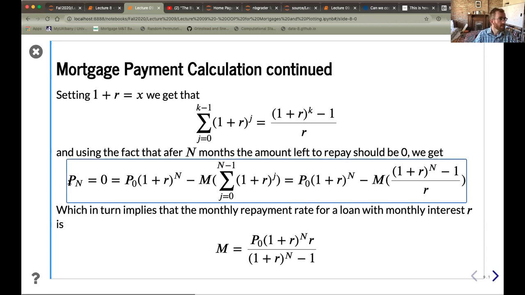We then have the equation that Pn, where n is 360 in this case, has to equal 0. And so this gives us another relation so that we can actually solve for m. So how do we do that? Well, we can know this is equal.